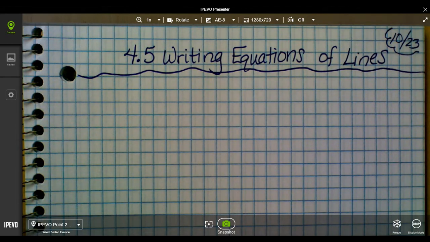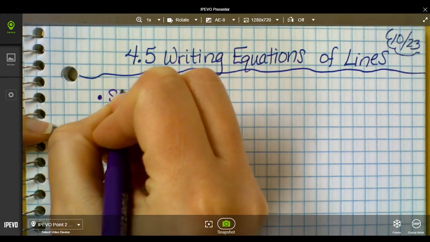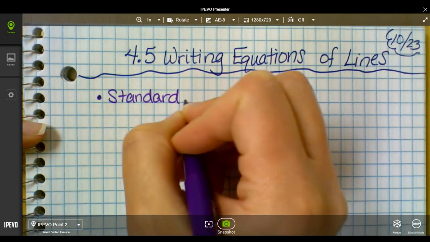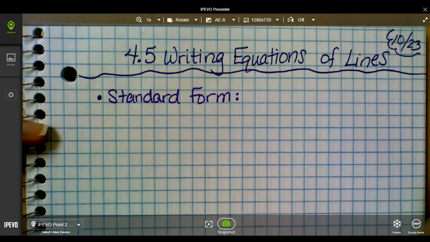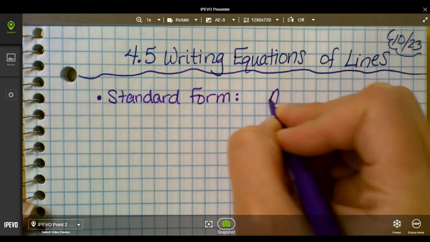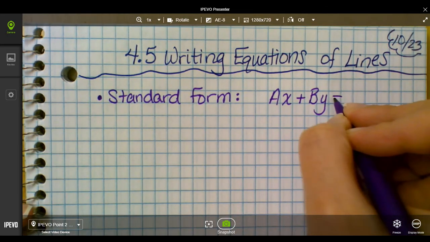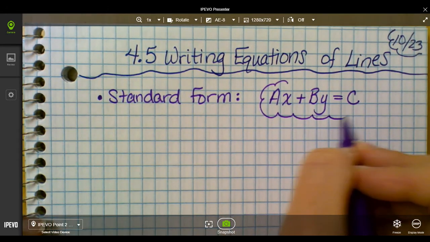So the first thing that we are going to have to do is make sure that we know all three forms of a line. I know we've talked about this one, but we haven't really officially defined it yet in all its glory. The first one we're going to talk about is standard form. Whenever you hear standard form, I want you to think of standard as A, B, C, because the form is AX plus BY equals C, and that is standard form.